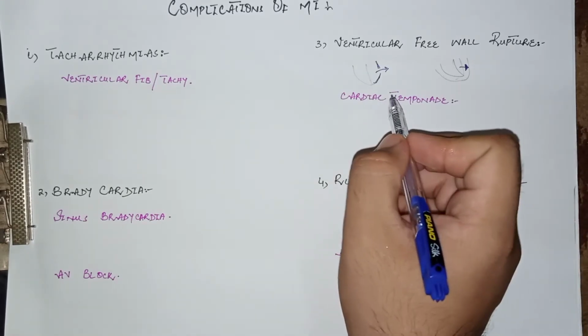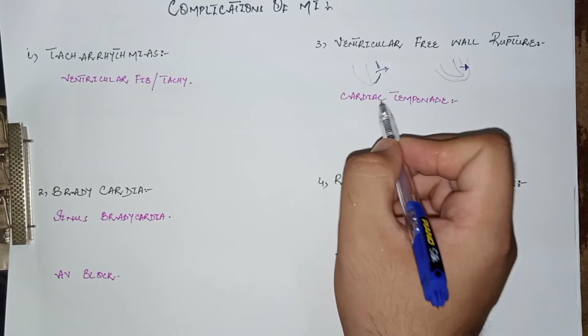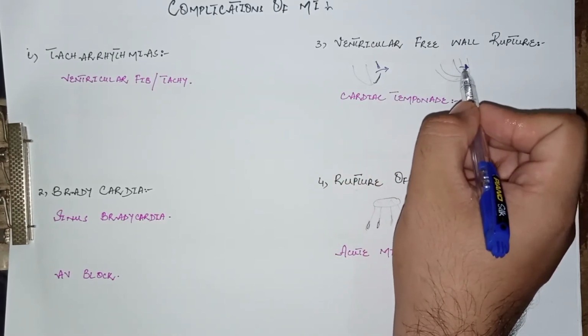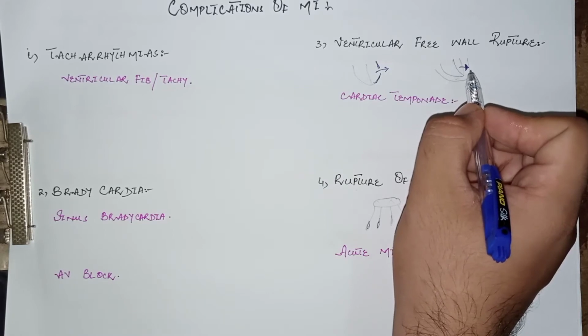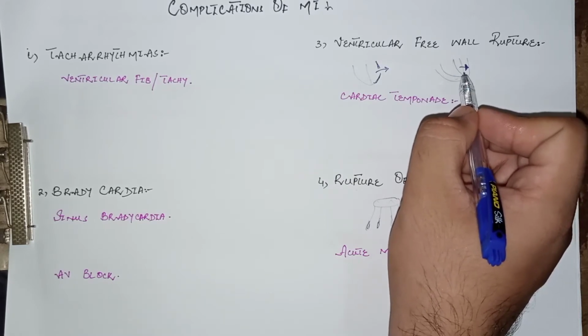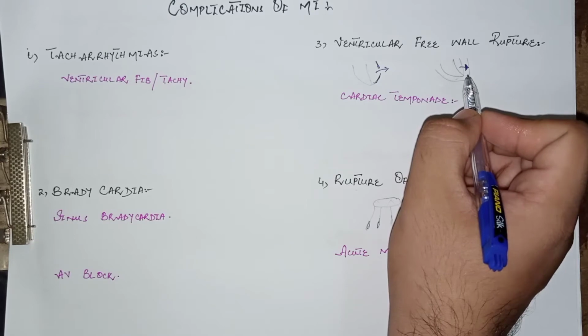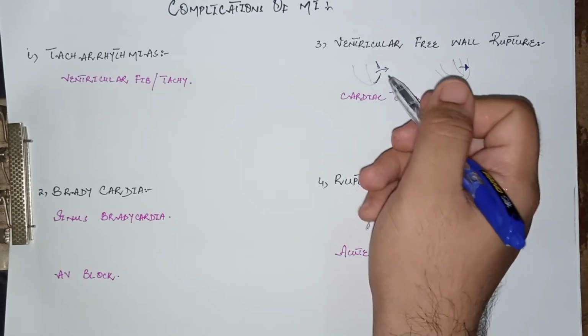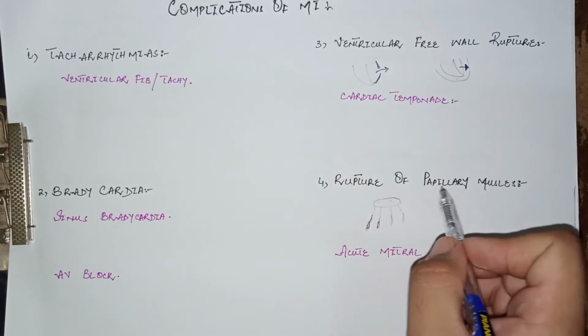The treatment options include pericardiocentesis, that is removal of blood from the pericardium, and positive inotropic agents like digitalis or digoxin to improve the contractility of the myocardium, and also hemodynamic stability, and surgical repair of the rupture of the myocardium. Rupture of papillary muscle.